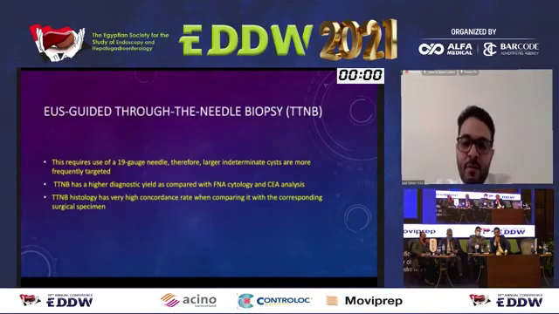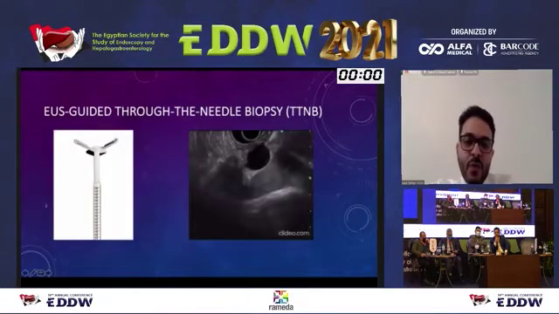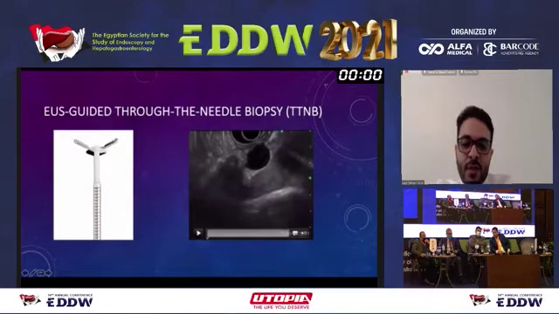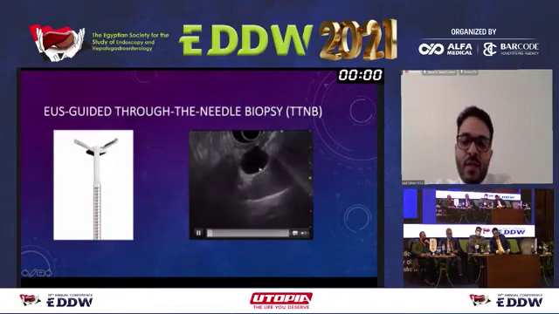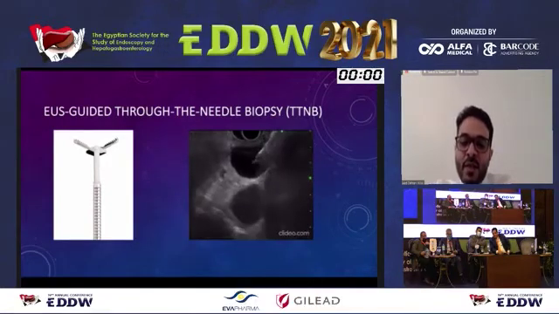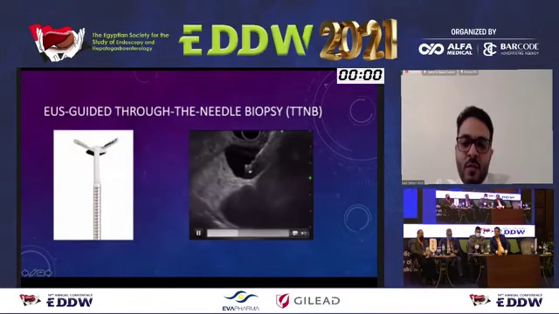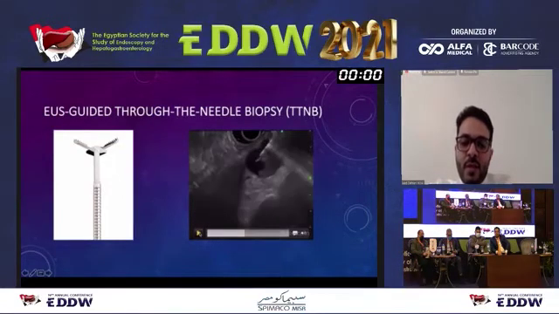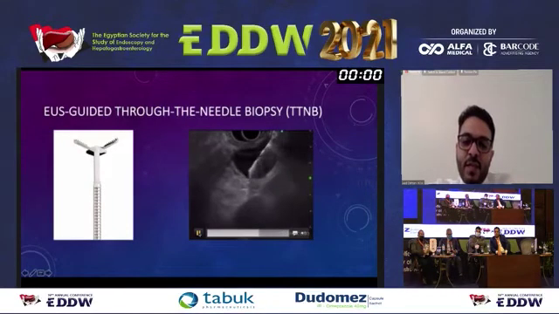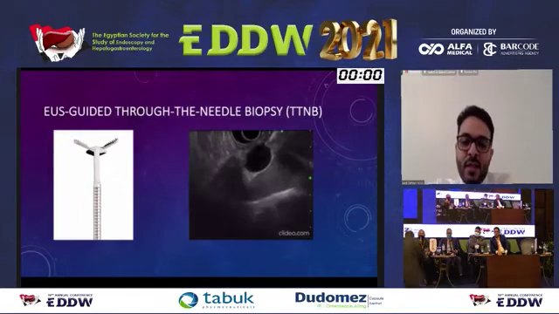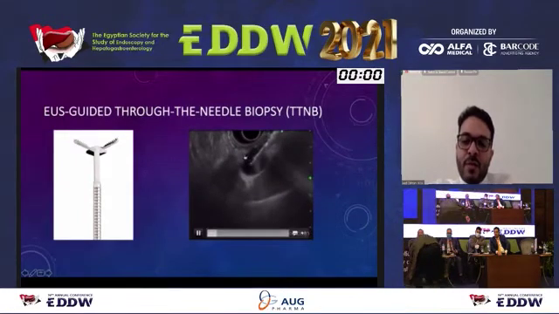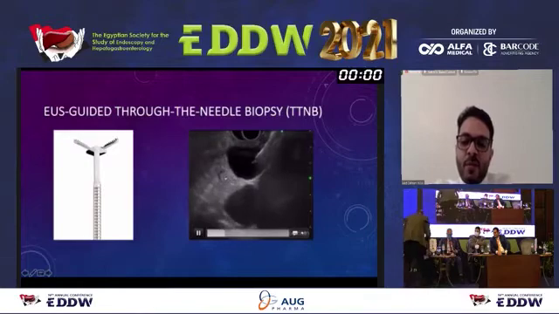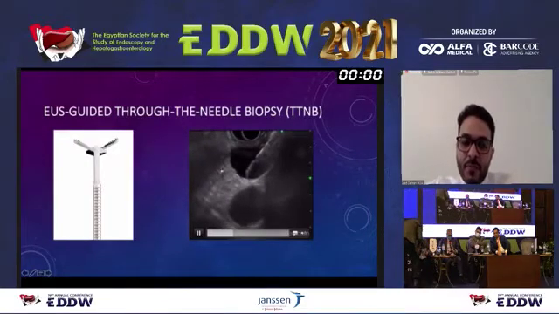EUS-guided through-the-needle biopsy. So this is mural biopsy, and this is how to use it. You stick the cyst with a 19 gauge FNA needle, and then you pass the biopsy forceps through the 19 gauge FNA needle, and it's very visible, very clear on the EUS screen. Then all you have to do is take biopsies from the wall or from the mural nodule if there is one.